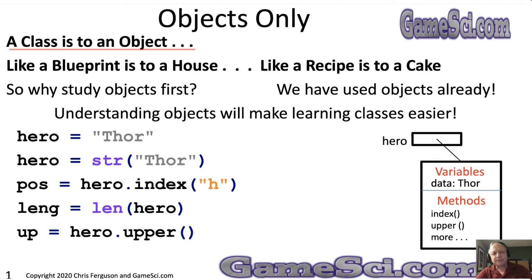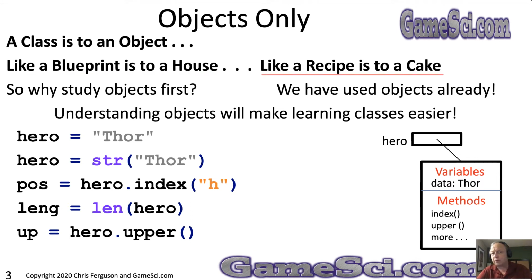A class is to an object. This is like that old SAT question. A class is to an object like a blueprint is to a house. What do you got to do to build a house? You need an architect to build a blueprint, which is a detailed set of instructions on how to create a house. And that's what a class is. It's a set of instructions on how to create an object.